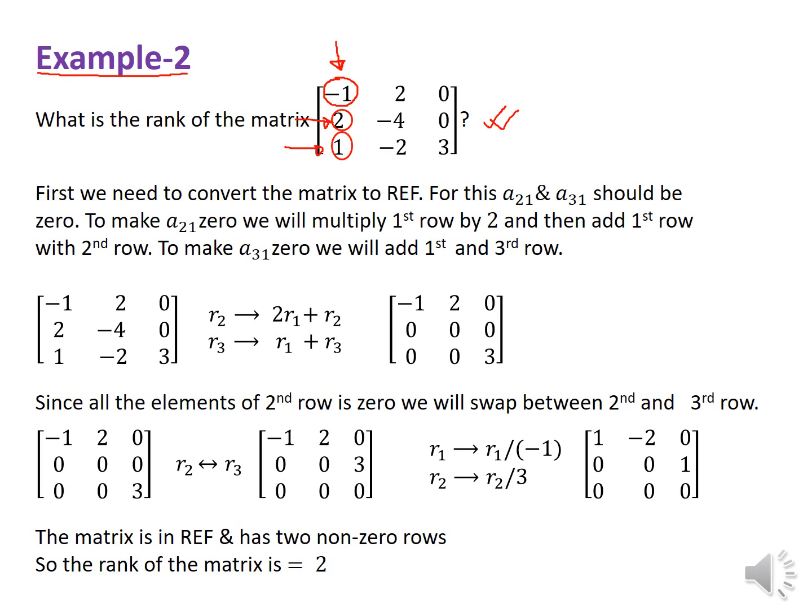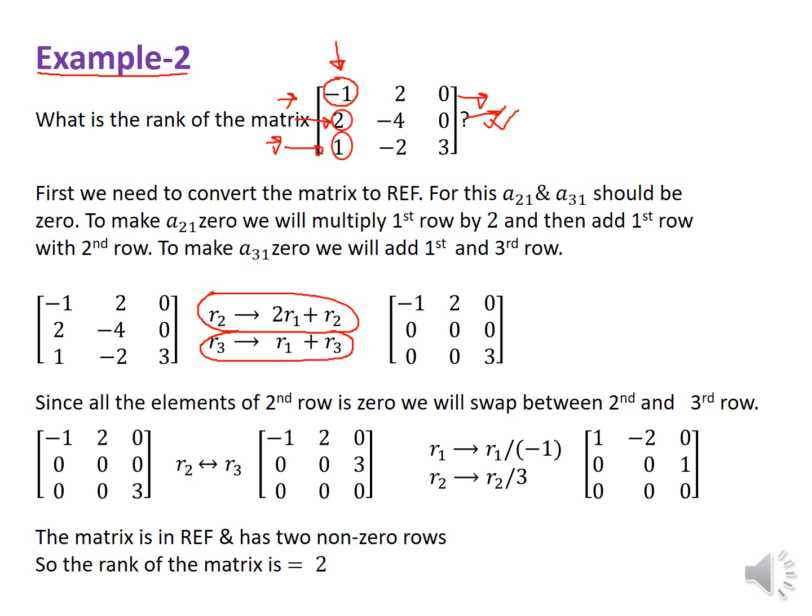So to make the first element of the second row 0, we will multiply the first row by 2, and then we will add the first row and second row. And to make the first element of the third row 0, we will simply add the first row and third row. So the row operation for row 2 will be row 2 equals 2 times row 1 plus row 2, and the row operation for row 3 will be row 3 equals row 1 plus row 3.